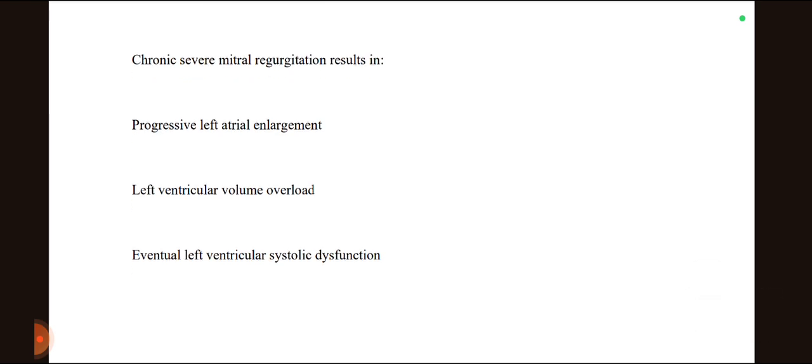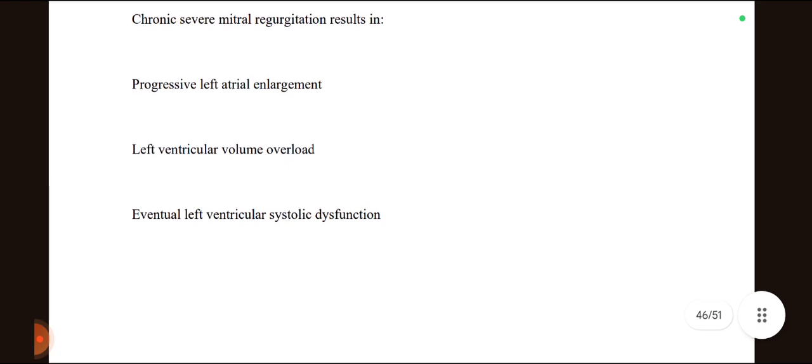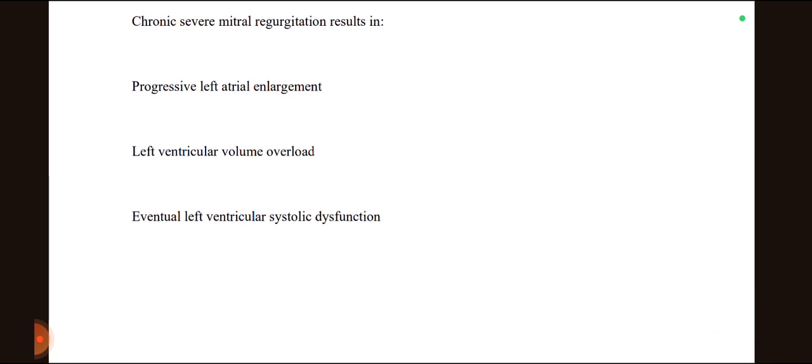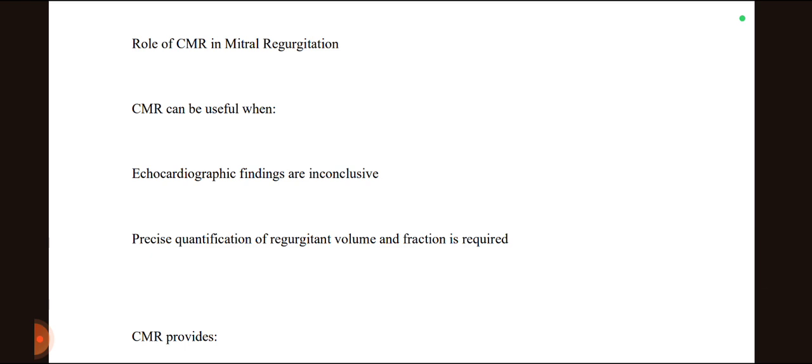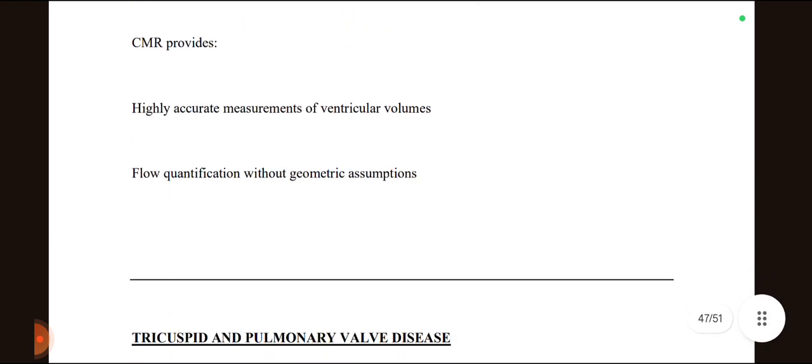Now this chronic severe mitral regurgitation will result in progressive left atrial enlargement, obviously, left ventricular volume overload and eventual left ventricular systolic dysfunction. Mitral regurgitation हो रहा है बार बार तो वॉल्यूम ओवरलोड होगा एंड दिस विल रिजल्ट इन लेफ्ट वेंट्रिकुलर सिस्टोलिक डिसफंक्शन. सो अदर देन इको हम क्या कर सकते हैं? CMR करा सकते हैं. CMR कैन बी यूजफुल व्हेन इकोकार्डियोग्राफिक फाइंडिंग्स आर इनकंक्लूसिव एंड प्रिसाइज क्वांटिफिकेशन ऑफ regurgitant volume and fraction is required. So this CMR will provide highly accurate measurements of ventricular volumes and flow quantification without geometric assumptions.